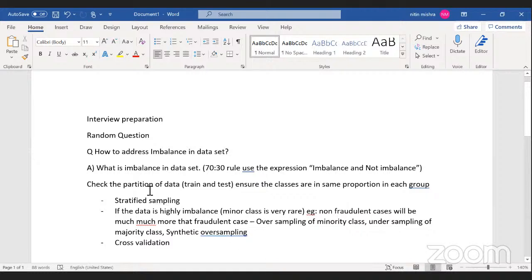You explain about ensuring the partitioning is done, that is stratified sampling. You may want to also touch upon the rare events, wherein you give the example of fraudulent and non-fraudulent transactions. We expect the fraudulent transactions to be a very small percentage, less than 2-3%. Even if we try to do stratified sampling, it may not be beneficial. So if it is possible, then we can go for oversampling of minority class, undersampling of majority class, or there are some synthetic oversampling methods, or you can also try cross validation.